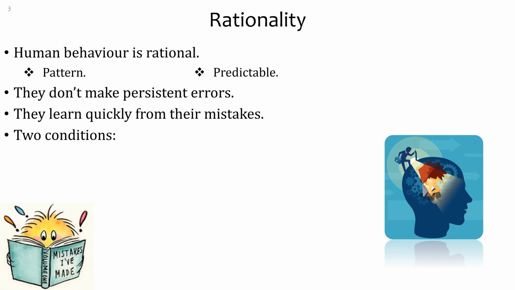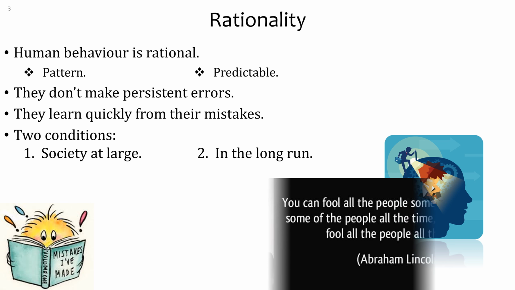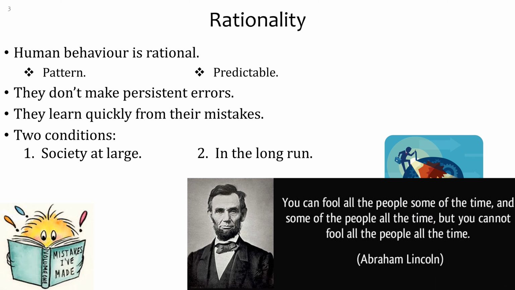And there are 2 conditions for this predictability. We are talking about the society at large and in the long run. So this is best summarized by a quote attributed to Abraham Lincoln, which I really love. So when we talk about probabilities, it doesn't mean that people consciously calculate all of them in their mind, but they behave in a way that can be modeled by consistent patterns, including formulas and equations.